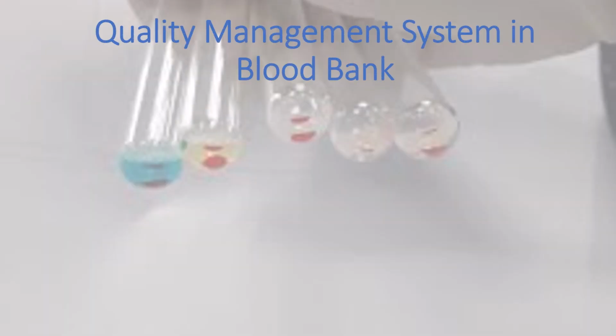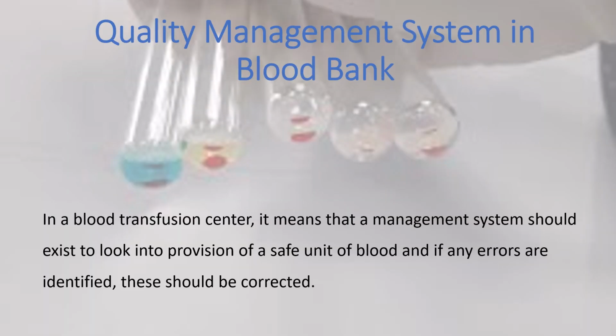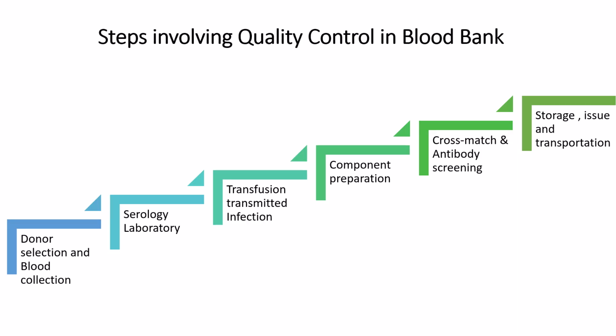The quality management system in the blood bank. In a blood transfusion center, it means that a management system should exist to look into the provision of a safe unit of blood and if any errors are identified, these should be corrected. What are the steps involved in the quality control of blood bank? Donor selection and blood collection is the first step, followed by lab serology, TTI testing, component preparation, then cross matching and antibody screening. Then there should be proper storage, issue and transportation of the unit.